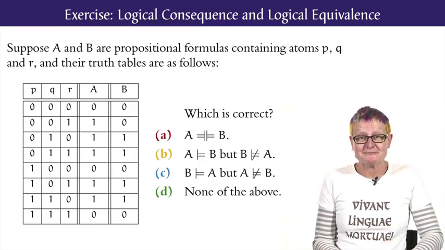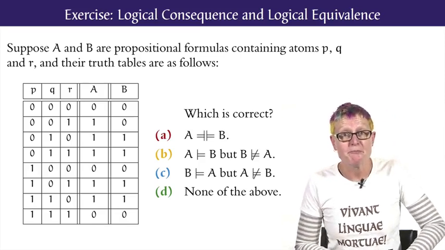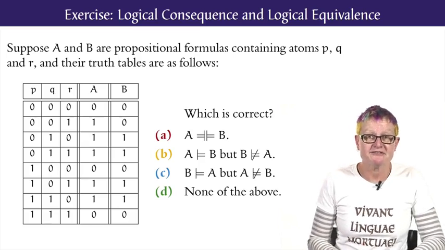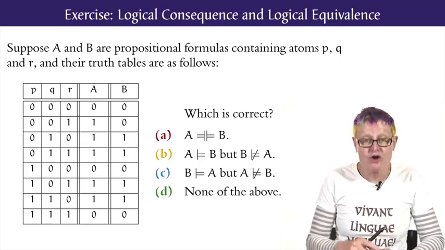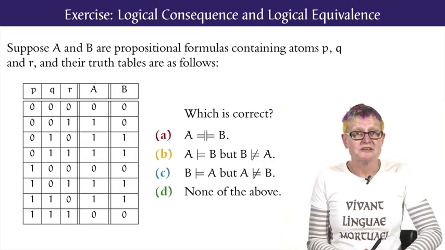Now for an exercise. Suppose A and B are some complex propositional formulas built out of the atoms P, Q and R. And their truth tables, with the main connective for each formula, comes out as shown on the table here. So which of the 4 stated options are correct?